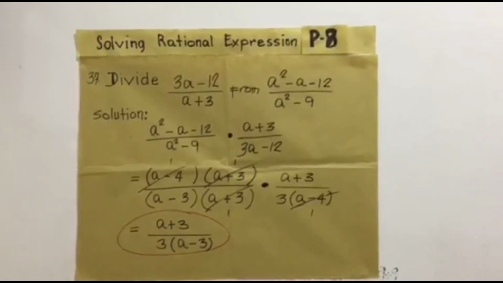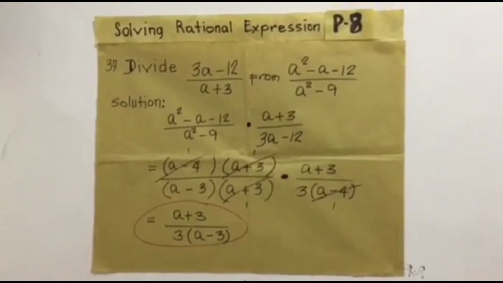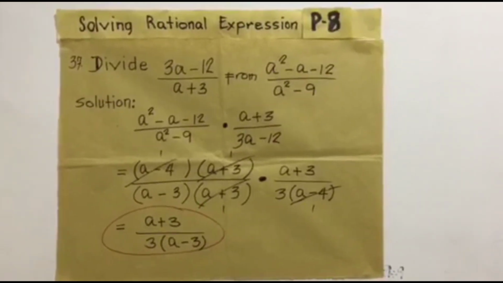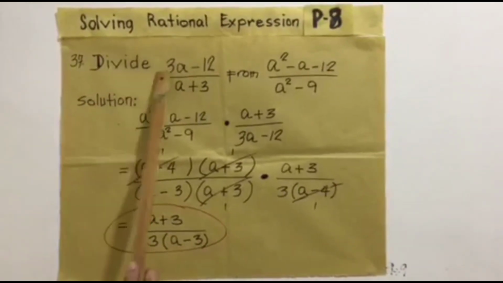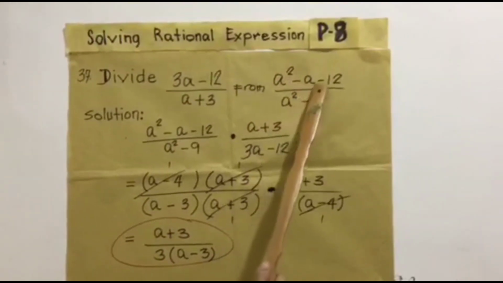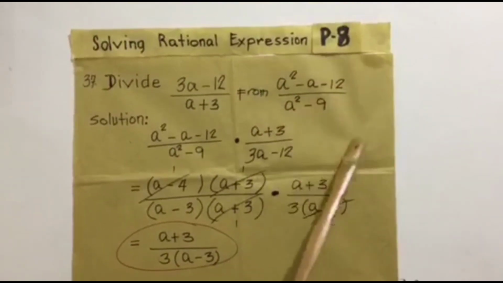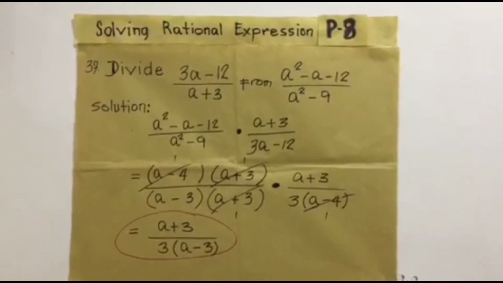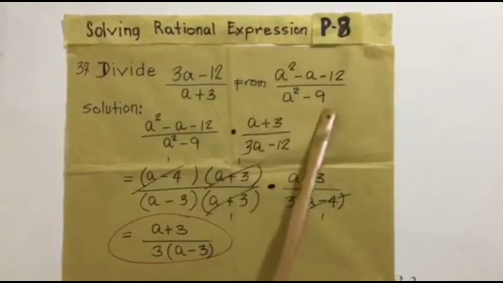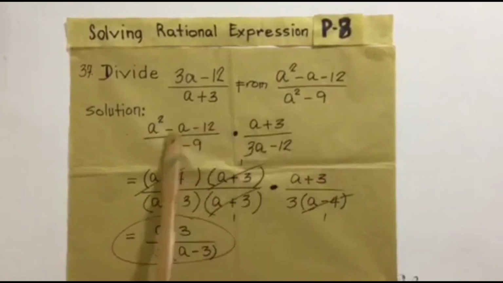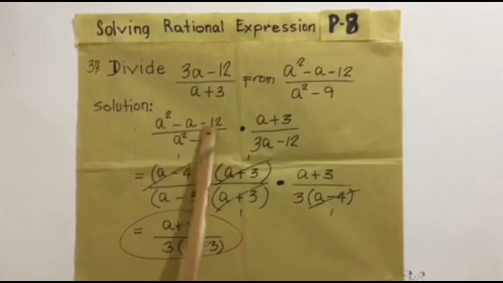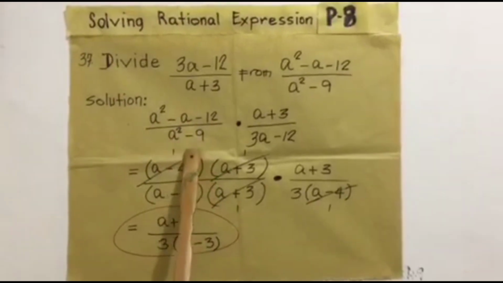Hello everyone, today we're going to continue our solving rational expression part 8. We are now in number 37. Divide (3a minus 12) over (a plus 3) from (a squared minus a minus 12) over (a squared minus 9). Based on our solution, we have to copy first from this, so this is the first one, copy here, a squared minus a minus 12 over a squared minus 9.